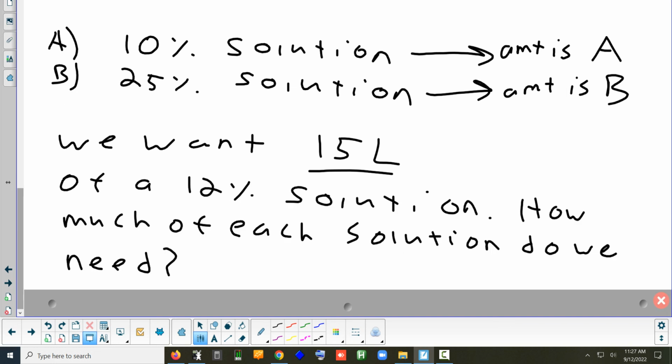When we mix them together, we want to end up with 15 liters, and we want to get exactly a 12% solution. So it makes sense if we look at it, we're probably going to use more of solution A because the concentration of that solution is pretty close to what we want for the final answer. So we're going to use mostly A, and then we're going to pour in a little bit of B to bring the percentage up a little bit.